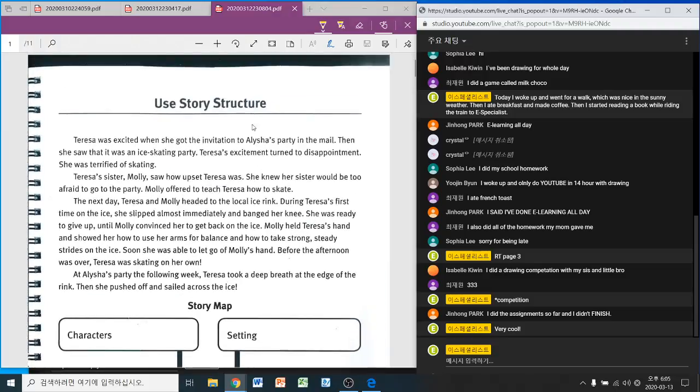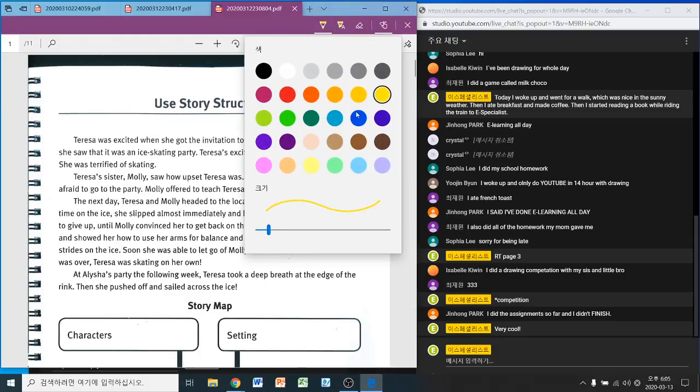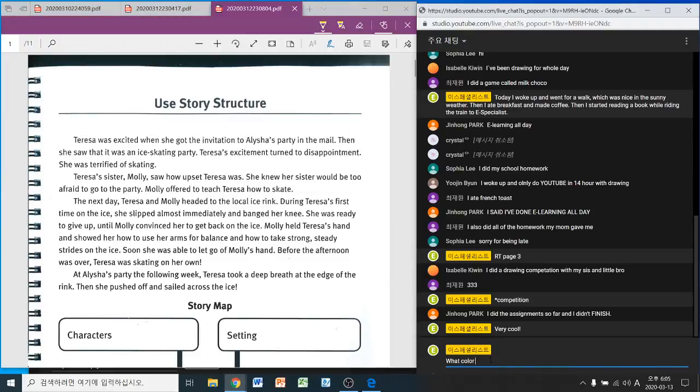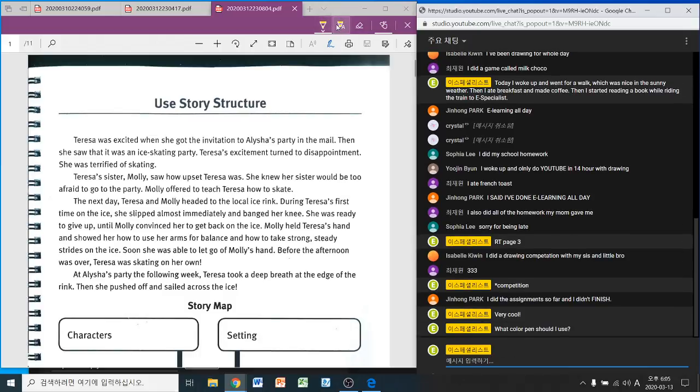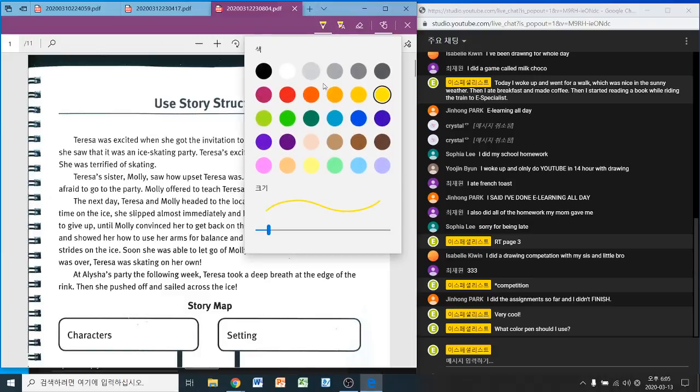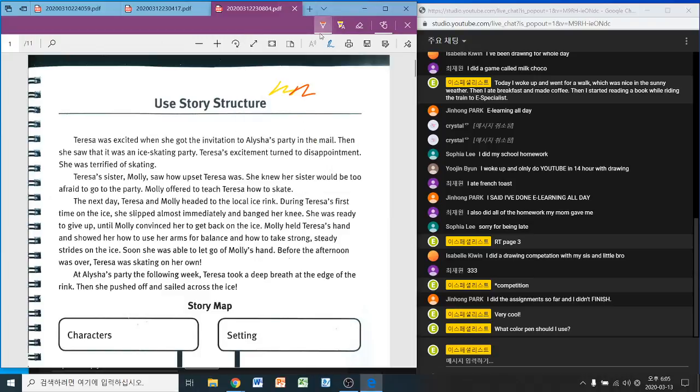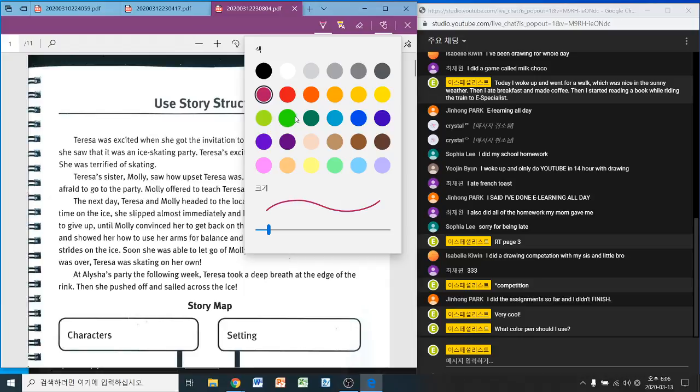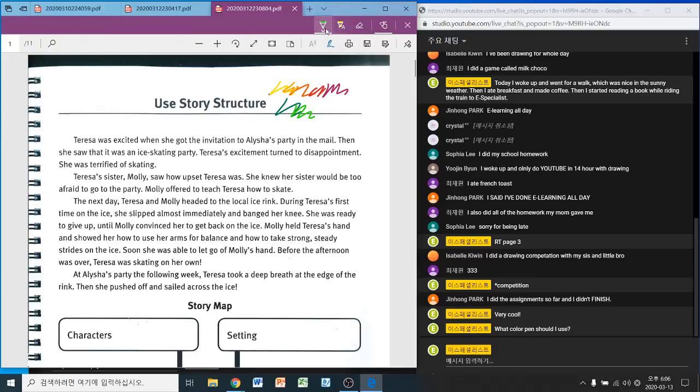Alright, this one, page 3, story structure. Like I said, and I will say again, we had some late people, so I'm gonna say again, what color pen should I use today? Yellow. We have some artists in the class. Orange. Maybe this orange. These are nice. What about this green? Or this green? Tell me, what color pen should I use?